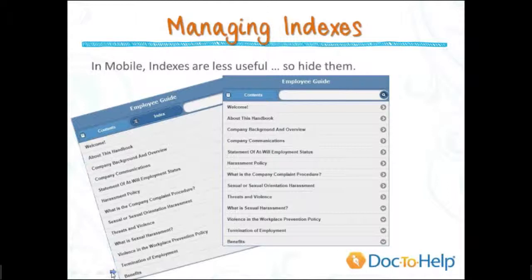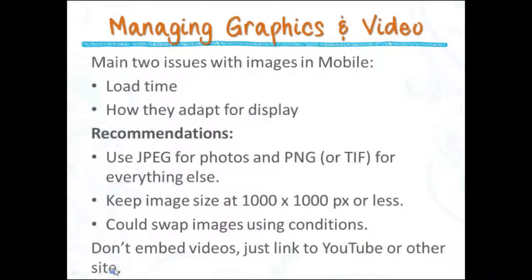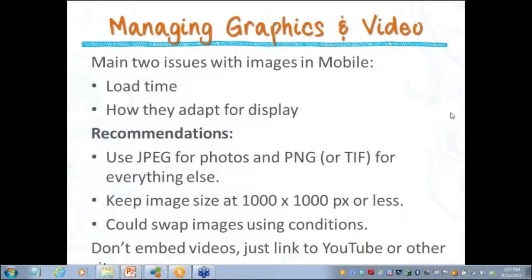So now we're going to talk for a second about graphics and video. There's no exercise to this one. I just want to give you some tips and tricks for graphics and video. First of all, the main two issues with images in mobile are load time and how they adapt for display, because the devices vary so widely. Now, the best format for images is JPEG for photos and PNG for everything else, although TIFF is okay too.